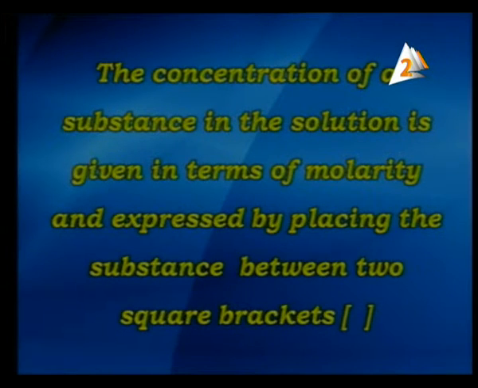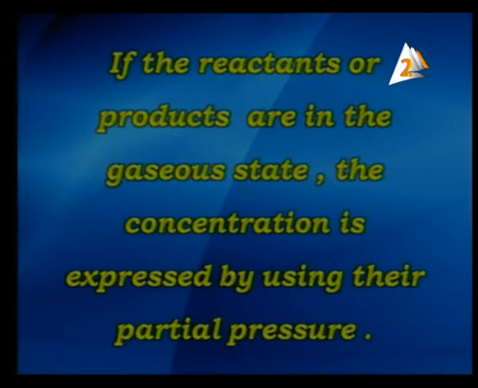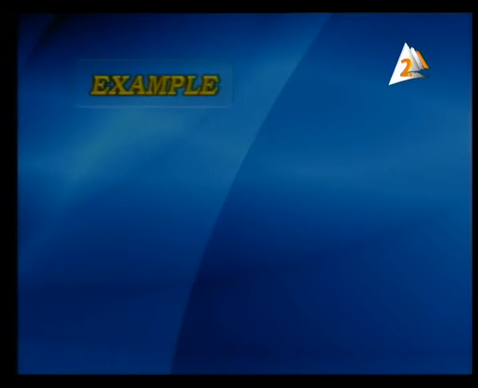Now, it is expressed by placing the substance between square brackets. Do you remember what the square bracket is about? Yes, it's about the concentration of the substance, the reactant and the product in the equilibrium reaction. It's good to say that, my dear. If the reactants or the products are in the gaseous state, the concentration is expressed by using their partial pressure. Partial pressure means we have a total one, but we talk about the gaseous state, so we take the partial pressure.